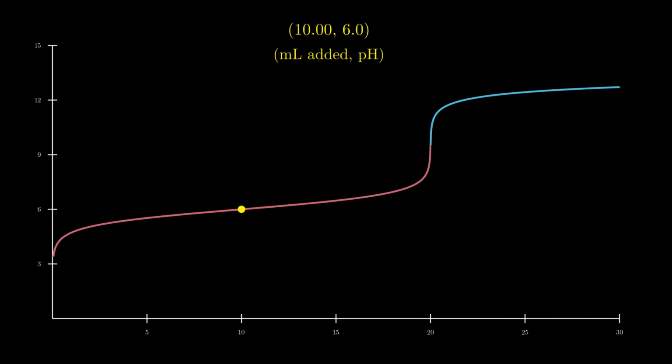As more base is added, the pH barely changes still, but as we approach the equivalence point, the pH suddenly spikes. Now the solution is no longer a buffer. Past the equivalence point, it acts just like a solution of only strong base.